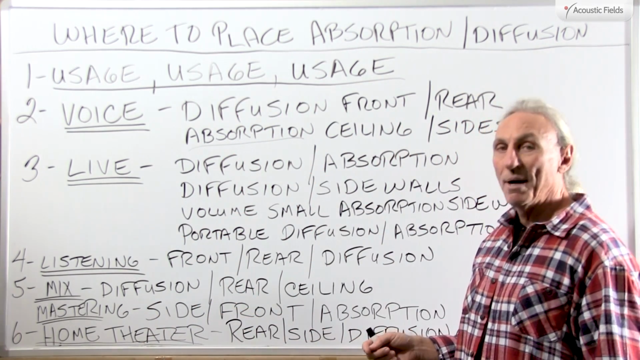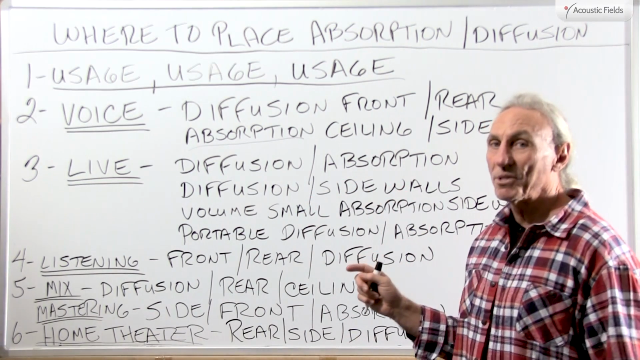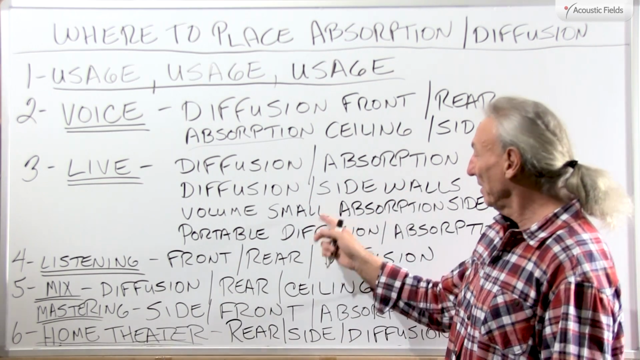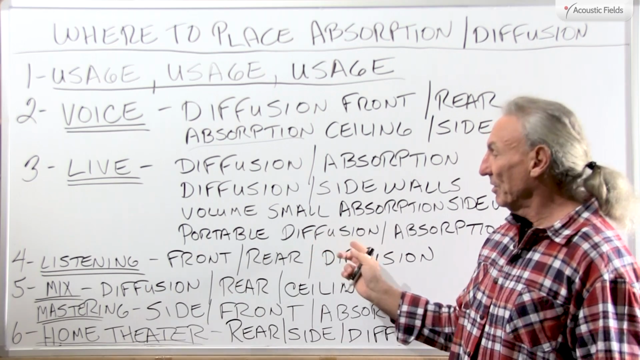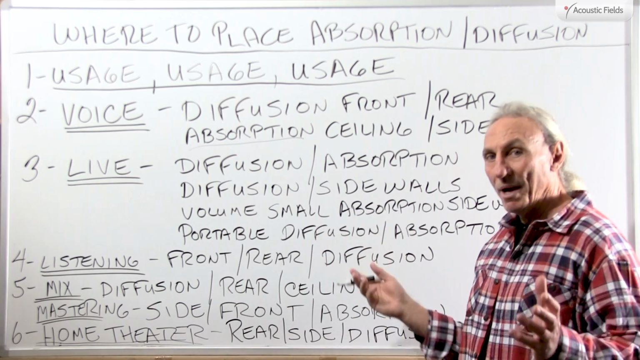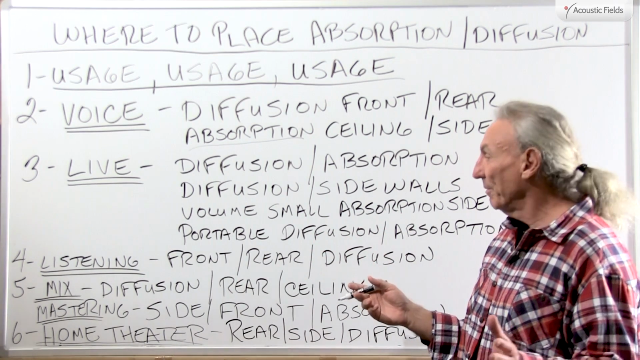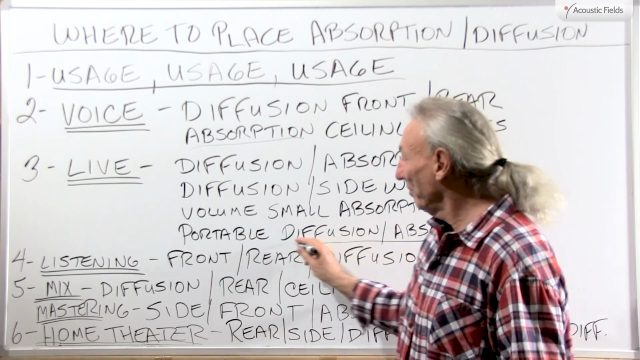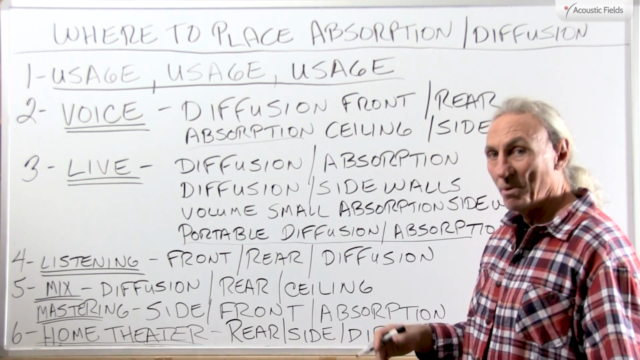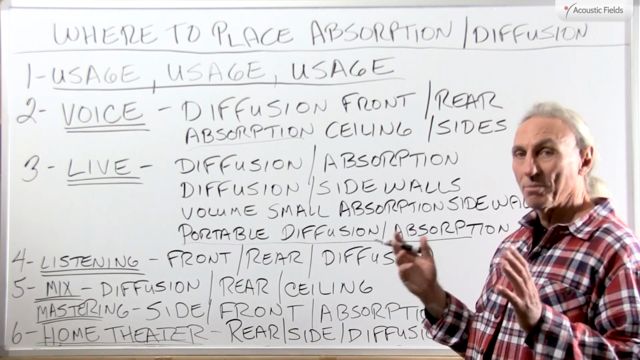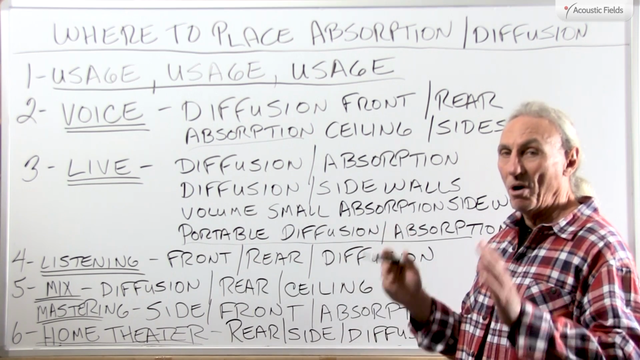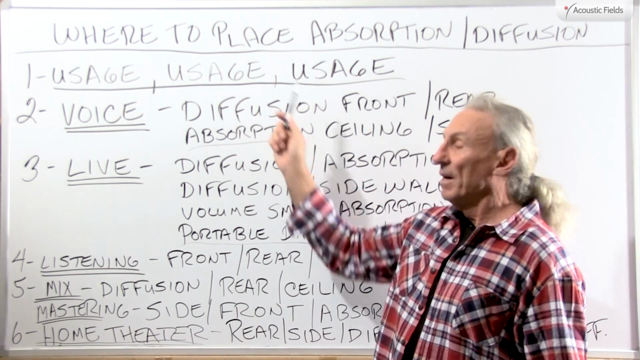Live rooms, where you're recording an instrument in a room. Diffusion and absorption combinations. Diffusion on the sidewalls if it's a small volume room, and if it's a larger room, then we have some more possibilities. So we can use portable diffusion in small and large rooms. We can use absorption on the sidewalls. It all depends on the usage.